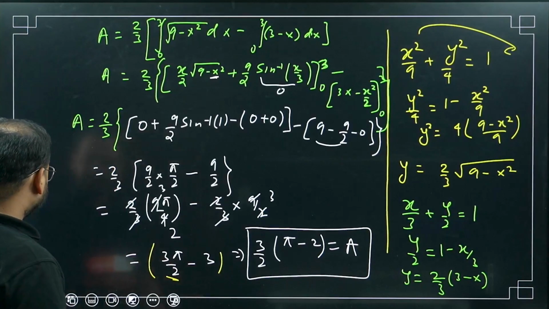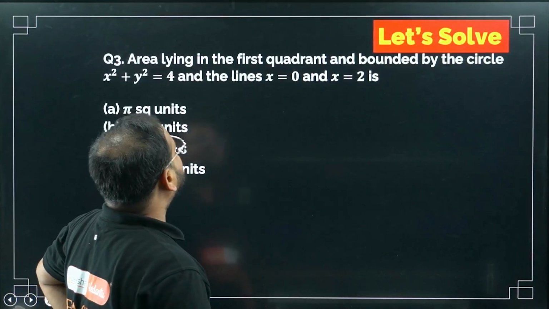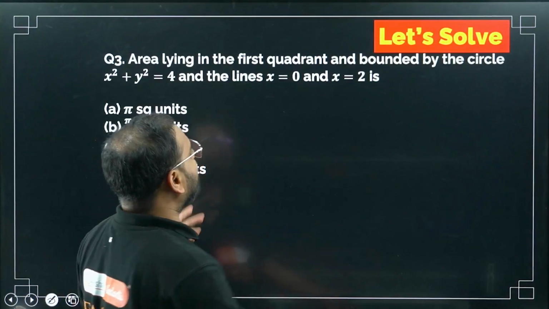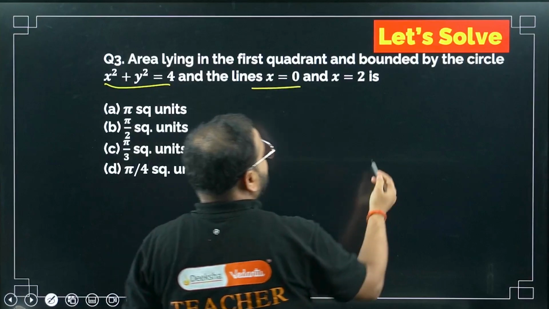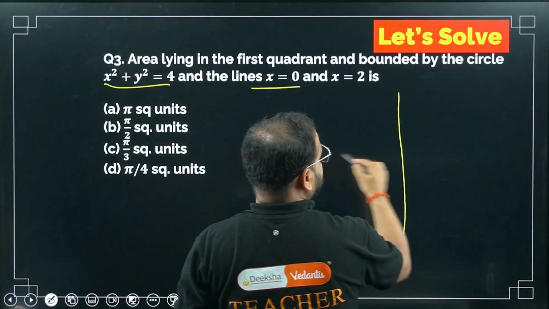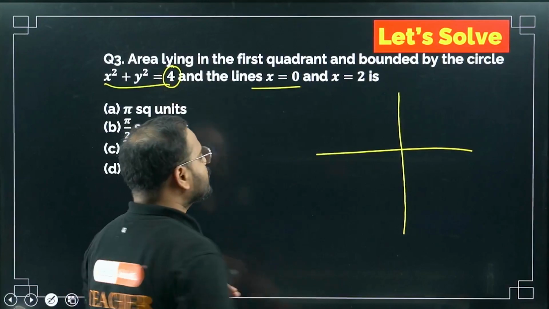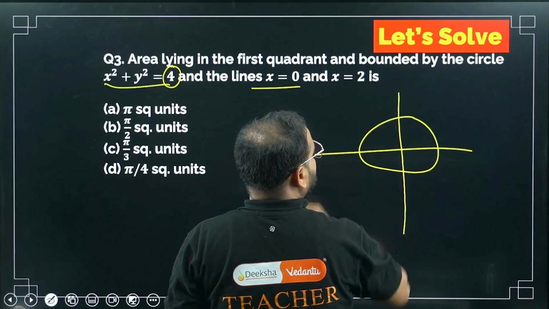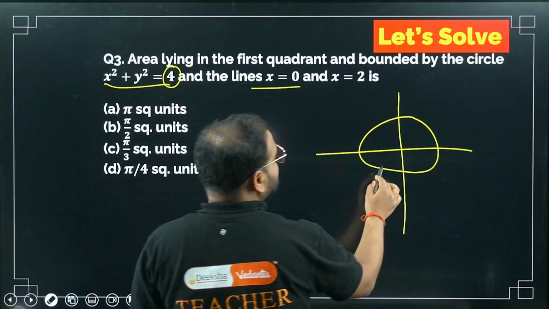Yes, okay, moving on. Question number 3. Find the area lying in the first quadrant and bounded by the circle and the lines given. Okay, let's draw the circle first. Radius is given as 4, which means radius is 2, so draw this circle. It looks like an ellipse, sir. Okay, please understand the idea, not the figure.